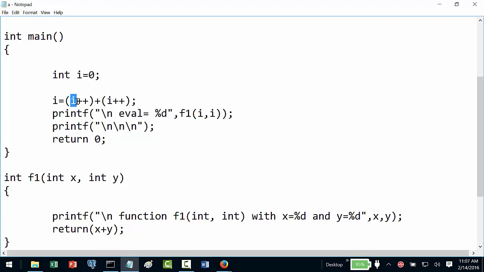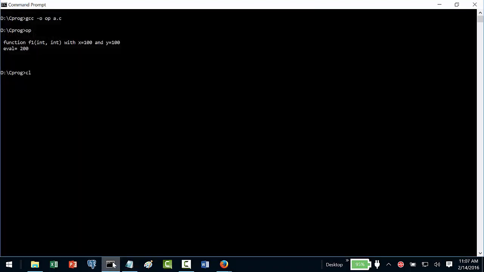Now I have i which is 0, so this should be 0 and then this should be 1 that is assigned to i, correct? It is incremented. After that it is incremented again, which is 2, and that should be assigned to i. My i should be 4. Let us see how this works, my x plus y should be 4.